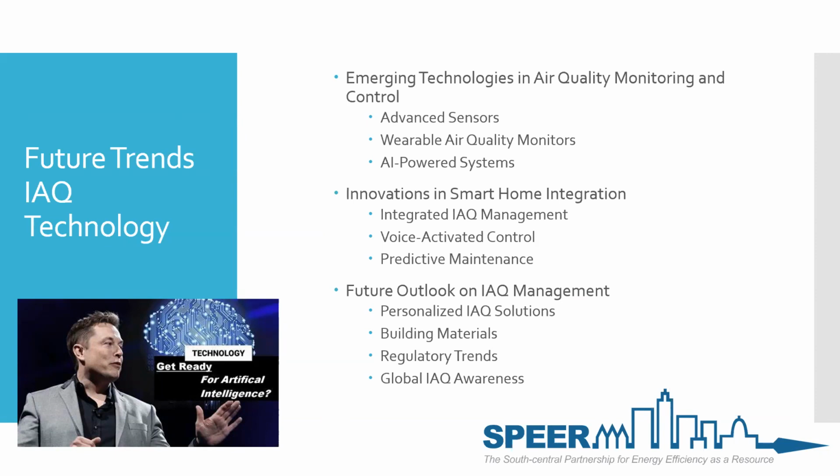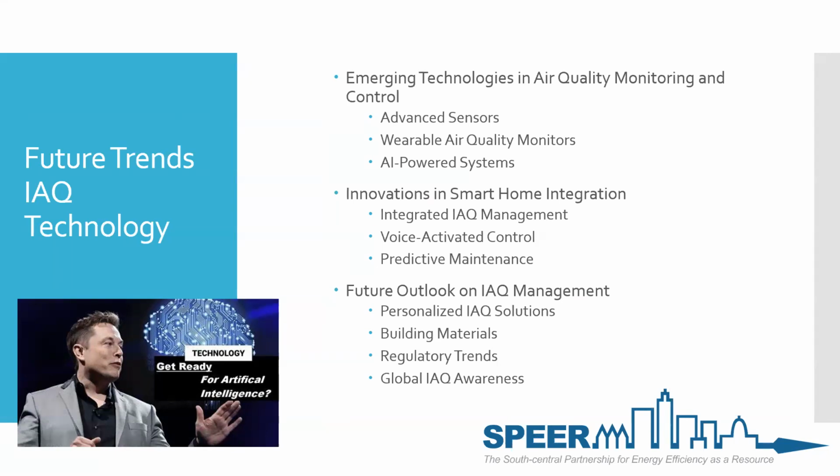So advanced sensors, even wearable indoor air quality monitors. You may have something that you put on a lapel or on your belt loop, or you clip it onto the side of your collar and you just wear it, and it will actually set off an alarm saying that you're in an area that does not have very good ventilation or has very poor air quality.